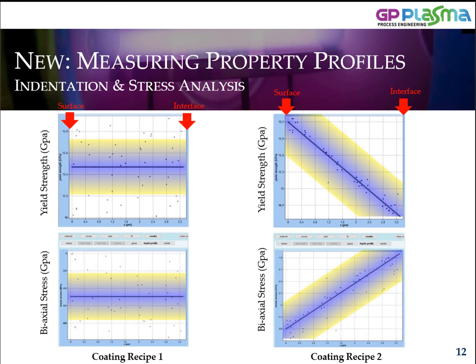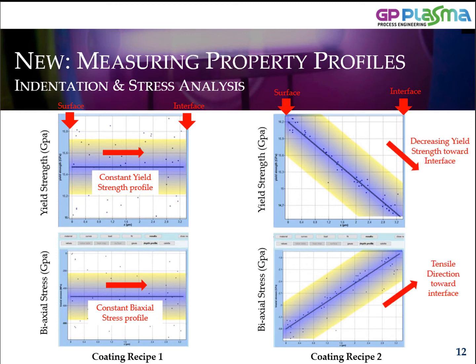So here are some results of 2 different recipes for cathodic arc coating. The recipe 1 on the left is showing a constant yield strength and a constant biaxial stress as we move from this coating surface through to the substrate interface. Now what's interesting is by just changing the process conditions, we get a decreasing yield strength toward the interface and a decreasing or reducing compressive stress toward the interface.